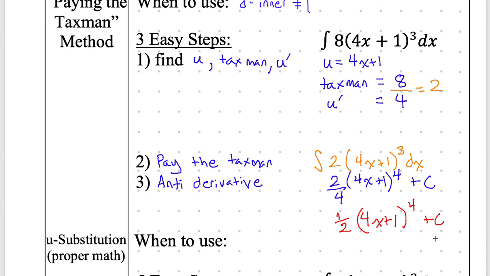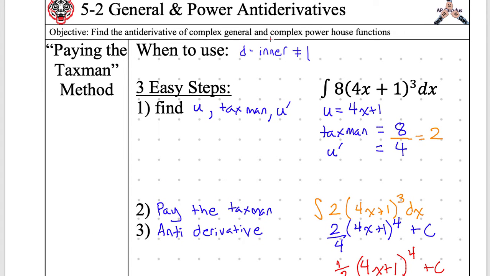You always have to check this dinner. Can we circle it or write a star or something? This dinner not equal to 1? That is the hardest part of Taxman, knowing that you need to use it. Always be checking. Whenever you're going backwards, check your dinner. Is it 1? If it's not, you need to use Taxman.